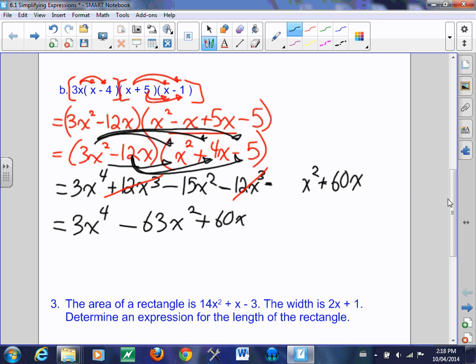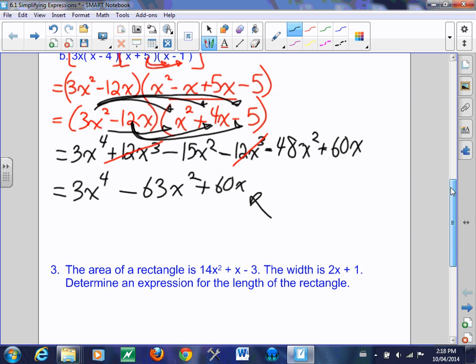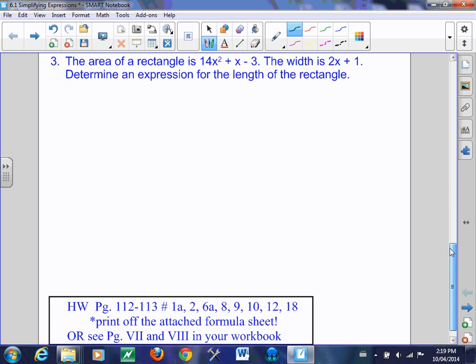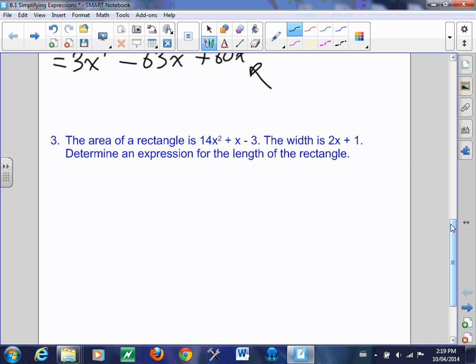Okay, so 48x squared. All right, and ladies and gentlemen, notice in this trinomial that we end up with, they are not like terms, so you can't do anything else. All right, I believe this is our last question. Yep, last question today. The area of a rectangle is given by this dimension, which is 14x squared plus x minus 3, where the width is 2x plus 1. Determine the expression for the length.